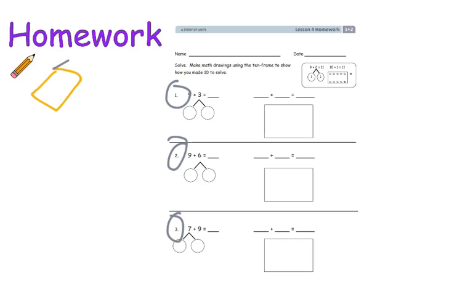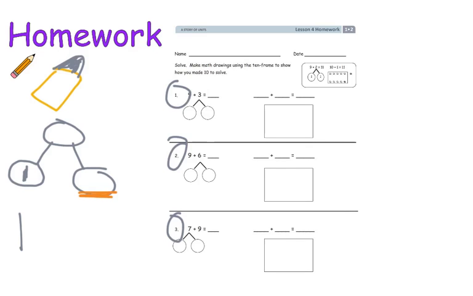So we have draw a picture, you're going to make your number bond to show how you're splitting up that number, and we're going to have our 1 here and the rest, and then you're going to do 10 plus the rest. Okay?